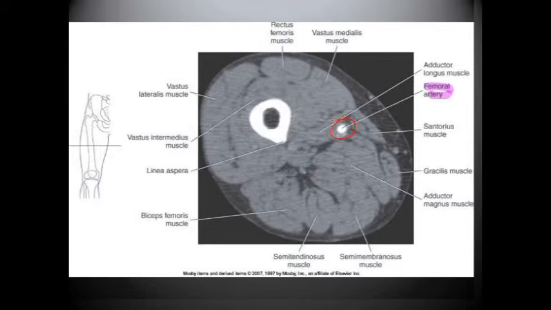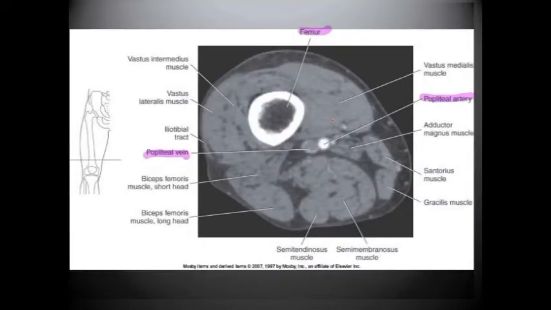Here we have the femoral artery coursing down. As we're getting close to the knee, the femoral artery then becomes the popliteal artery. Notice right beside it, with a slight degree of contrast enhancement, is the popliteal vein.